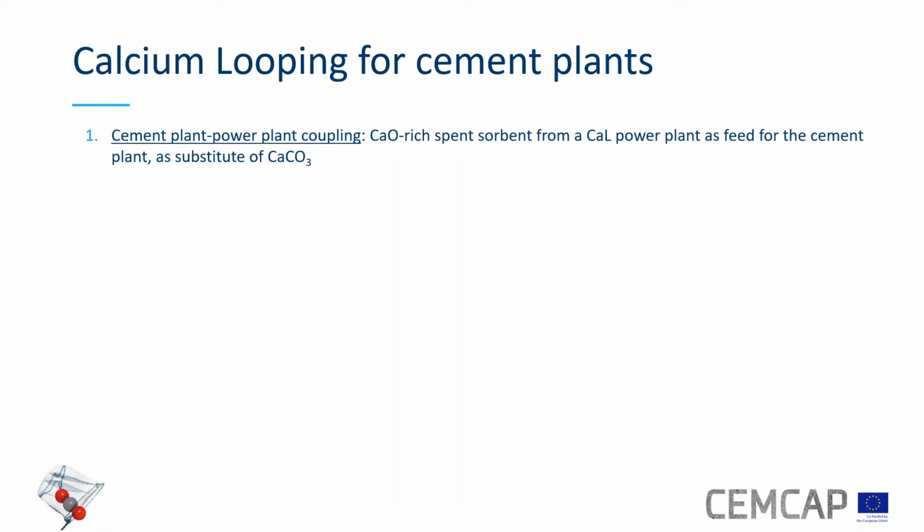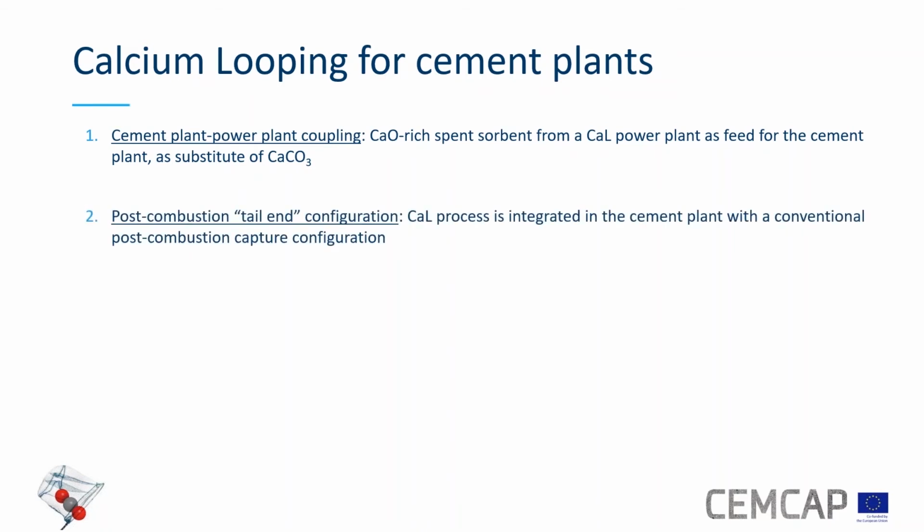So in calcium looping for cement plants, you have basically three options for the integration for their use in cement plants. The first one is actually very simple, is the integration with the power plant and the use of the calcium oxide rich spent sorbent from the power plant as feed for the cement plant, a substitute of the limestone. Actually, this option is interesting, is nice, but you need to have a relatively large power plant next to a cement plant in order to avoid difficulties in the logistics.